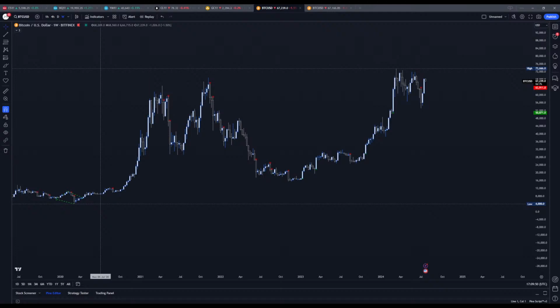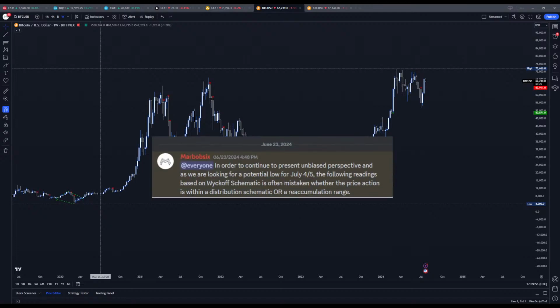As many of you know, we have been tracking the lows. To start with the most important factor here, we're going to be diving into what we said on June 23rd. We were tracking for a cycle low based on other time analysis that we did in the room, and we were portraying the following. This is, of course, posted by me. In order to continue to present an unbiased perspective, and as we are looking for a potential low for July 4th or the 5th, or between those 2 days, the following readings based on the Wyckoff schematic are often mistaken whether the price action is within distribution schematic or reaccumulation.